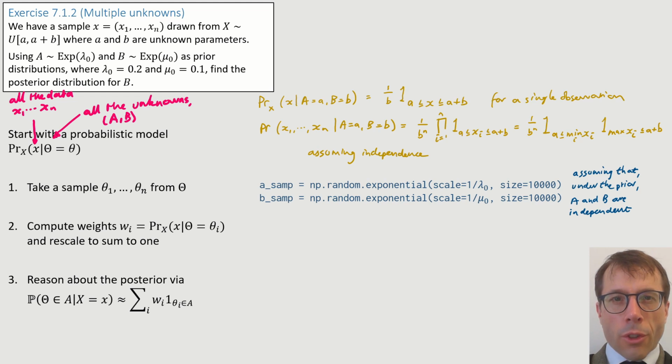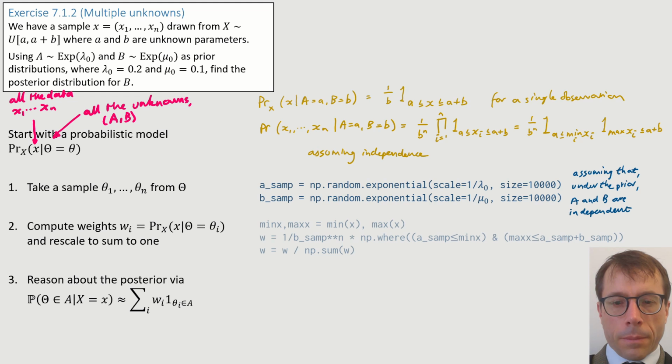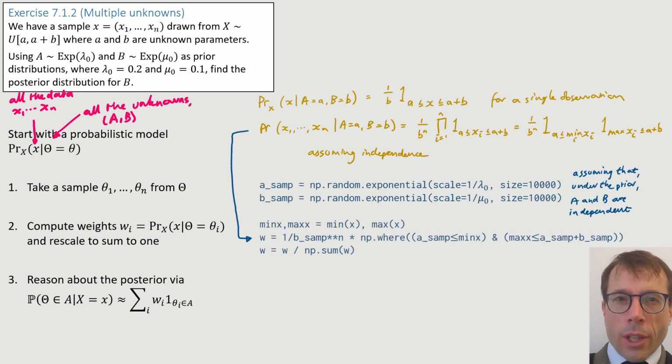Next step is to compute weights by evaluating the data likelihood function. There's nothing to this really, it's just a matter of turning our likelihood function into code and then evaluating it for each one of our A/B samples. This code uses NumPy vectorized operations, and you should look at it very closely to make sure that you can see why W is a vector.